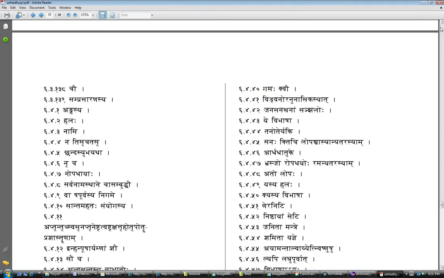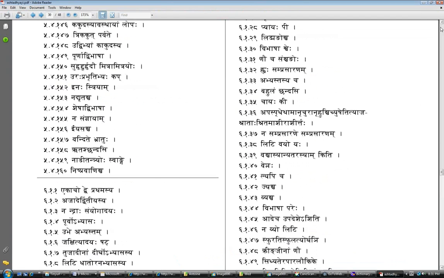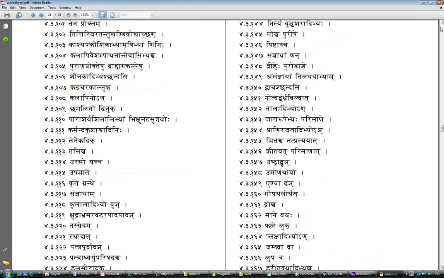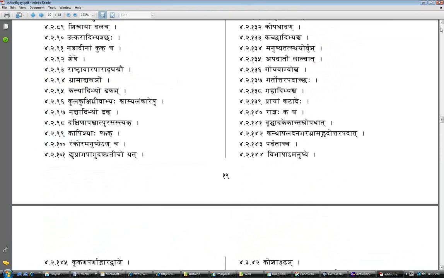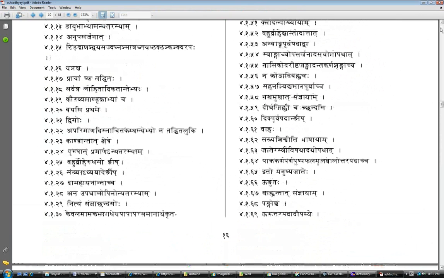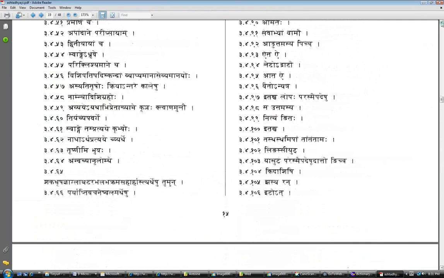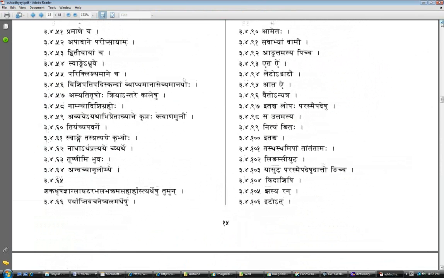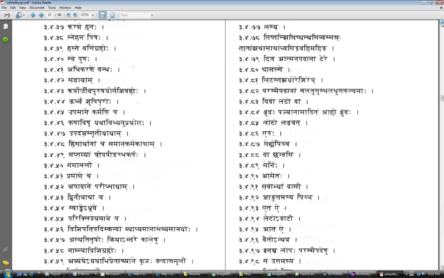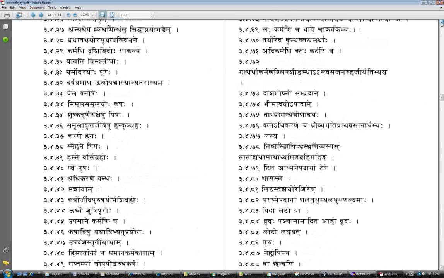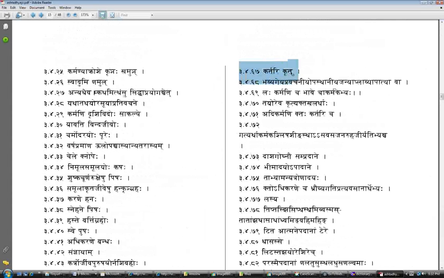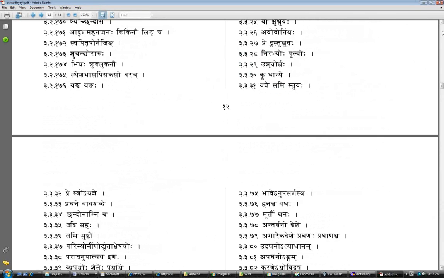The sutram kartari krit, 6-4-6. Always keep this in mind all the time. The moment you have a krit pratyaya, and the adhikara of krit starts from 3-1-90, any krit pratyaya is by default kartari arthe, in the sense that the agent is the karta of that action. It has many places where it is overruled, but right now, where we are going, it is not overruled.